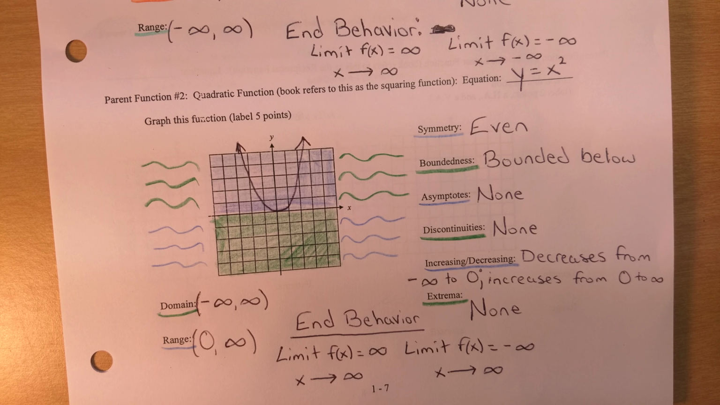This function decreases from negative infinity to 0 and increases from 0 to infinity. It has an absolute minimum of 0 at 0. The limit of the function is infinity as x approaches infinity, and is infinity as x approaches negative infinity.